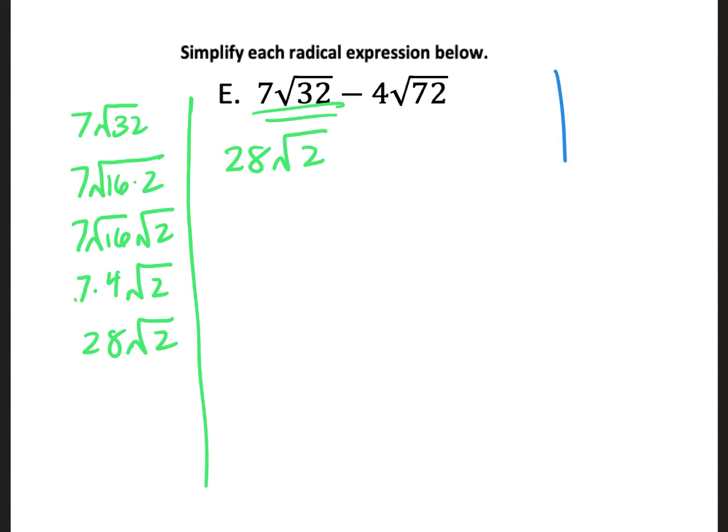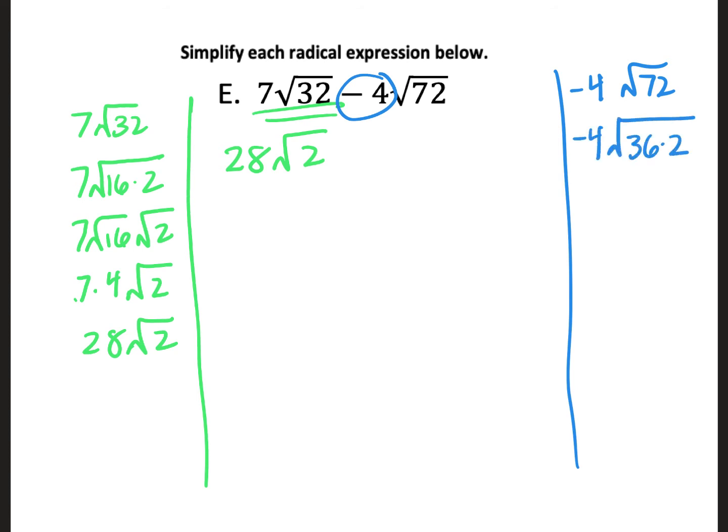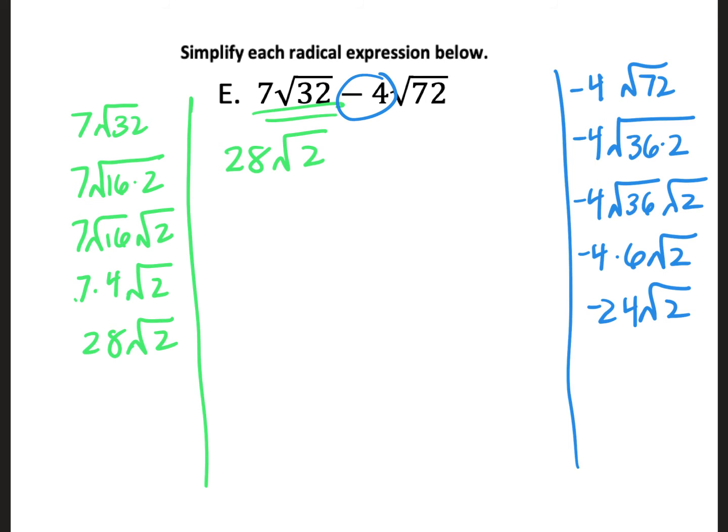Now for my second term, we had negative 4 root 72. I am going to take that negative sign with my term just so I don't forget about it. For 72, I think we just did that one. I know 36 goes into it. So we have negative 4 times the square root of 36 times 2. Negative 4 times the square root of 36 times the square root of 2. The square root of 36 will give me 6 times root 2. Negative 4 times 6 gives me a negative 24, and then just root 2. So again, this is the same as negative 24 square root 2.